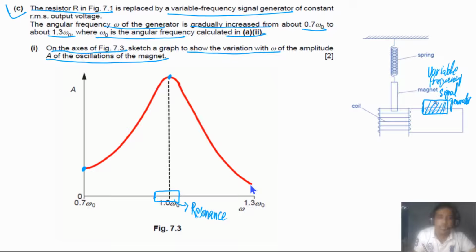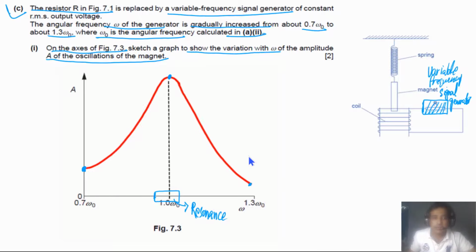So this side has to be lower than this one. You see this amplitude is even lower than this one. So this is the initial amplitude of this oscillating magnet. This point you need to understand. So this is how you need to sketch this curve.